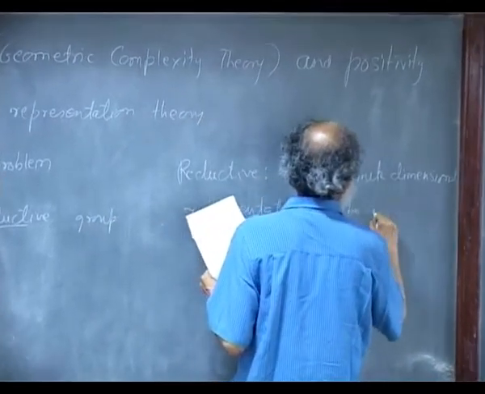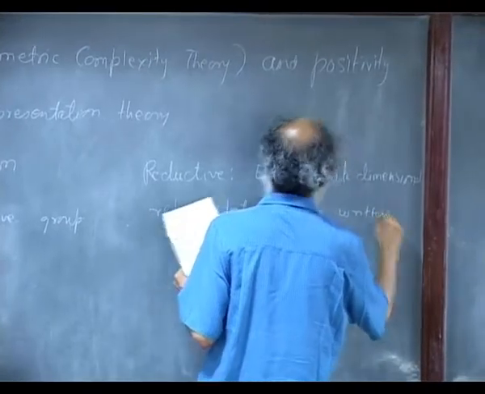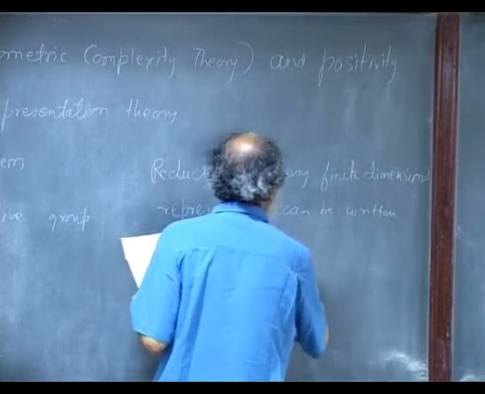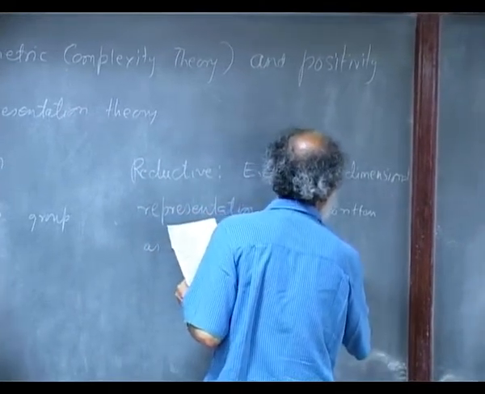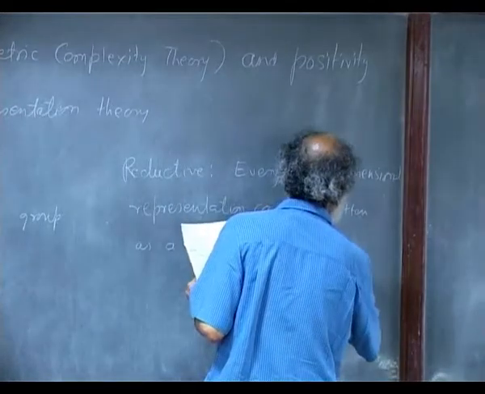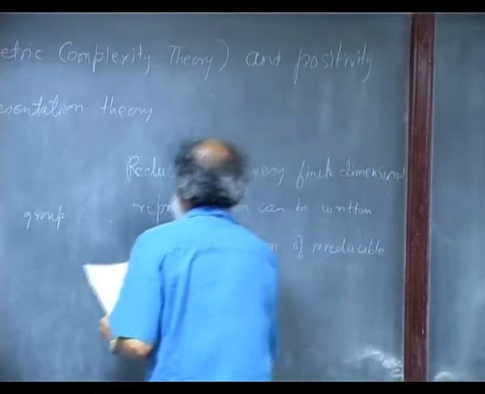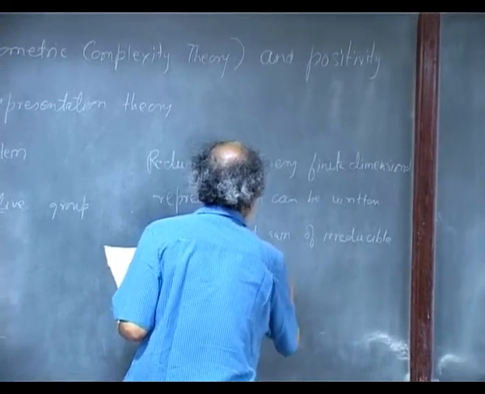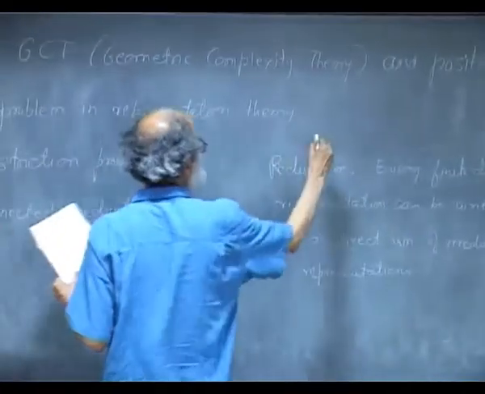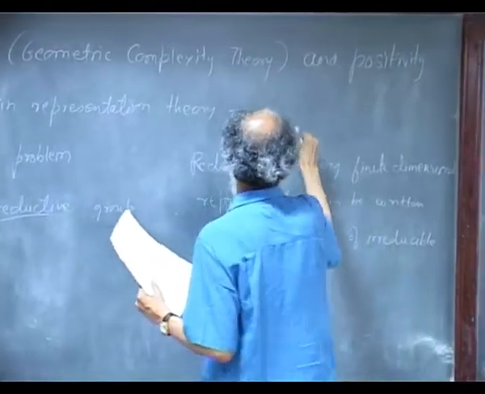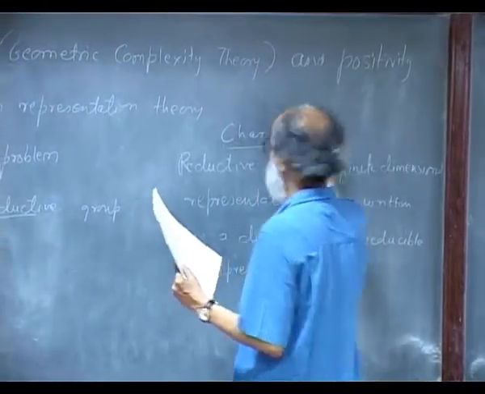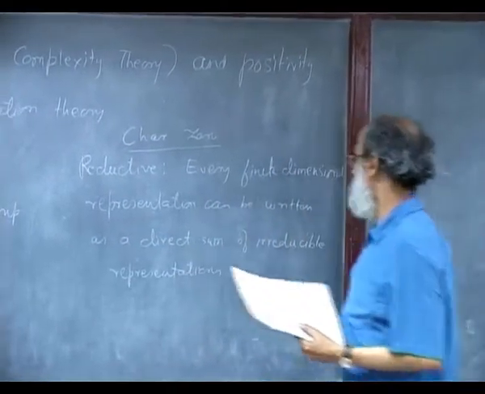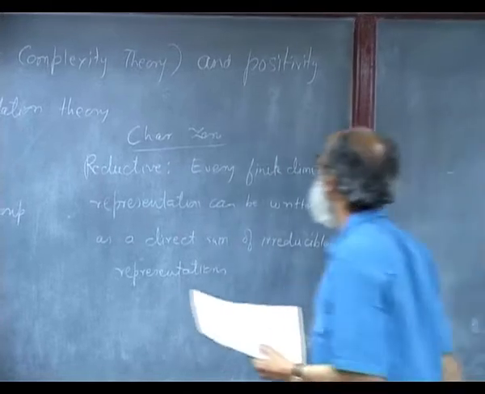can be written as a direct sum of irreducible representations. And we are assuming that the characteristic is 0. In this talk, we are going to assume characteristic 0. So there are many definitions of reductivity, but this is the simplest one. Every finite dimensional representation of that group can be written as a direct sum of irreducible representations.